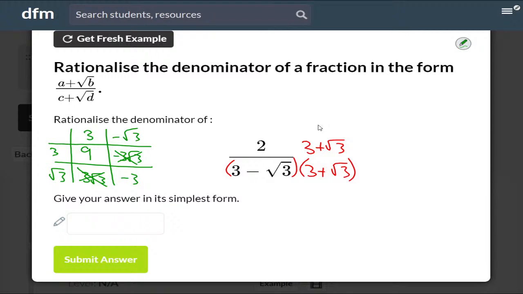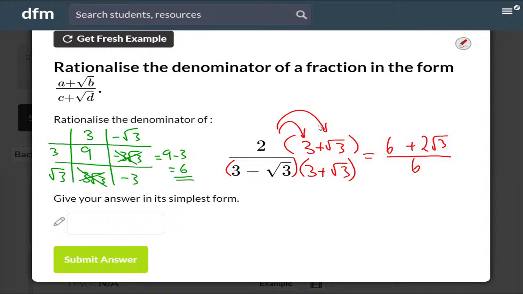And then let's do the top. I can obviously simplify the bottom here, which is going to be equal to 9 minus 3, which is 6. You can do that if you want to. I don't mind that. But I still need to multiply the top. 2 times 3 is 6. 2 times root 3 is 2 root 3, all divided by 6.